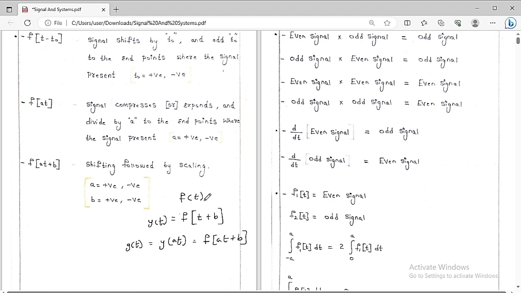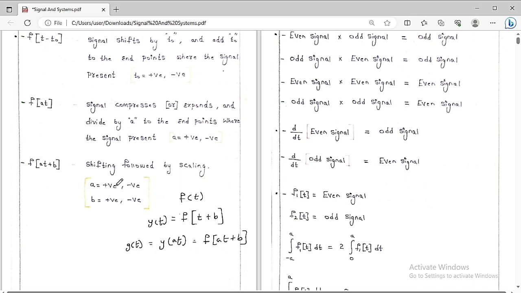The original signal is f of t, right? What I did is very simple. I got a new signal y of t, which is a shifted version of f of t by some units b. Then I took another new signal, which is a scaling of the previous signal by a. Wherever t is there, I replace t by at. Then I get f of at plus b. First I did the shifting property, then the scaling property. Always remember, shifting followed by scaling is the correct order.